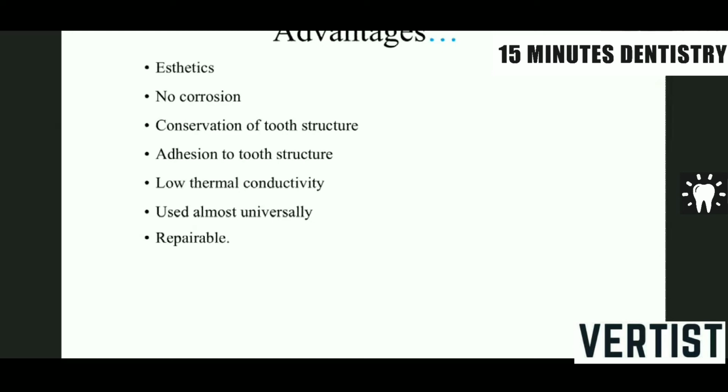It has a very low thermal conductivity, so it is more protective to the pulp as compared to metallic restoration, and it is used almost everywhere for direct as well as indirect restoration. And unlike its counterpart, that is your metallic restoration, silver amalgam or other cements, it can be repaired. Whatever part of the composite resin is bad or fractured can be repaired, and there is no need to replace the whole restoration. You can save the tooth, you can extend the life of the restoration to the maximum.